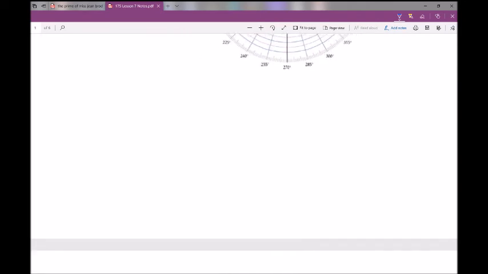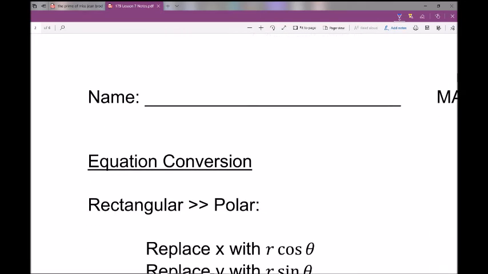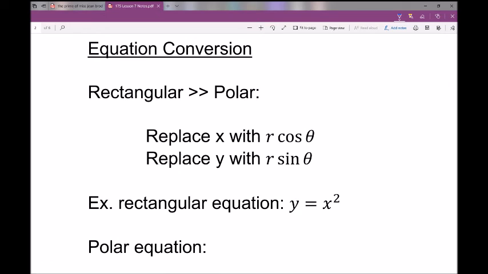So moving on to the next page. Now that we've converted coordinates, one thing you might be wondering is, can we also convert equations? Remember I said at the beginning that some equations work out much more nicely in polar coordinates than they do in rectangular. This is really our big goal with polar coordinates: how can we get rectangular equations that are really messy to look really nice by converting the equation to polar coordinates.